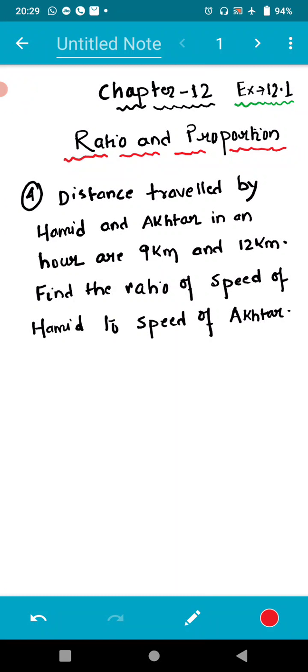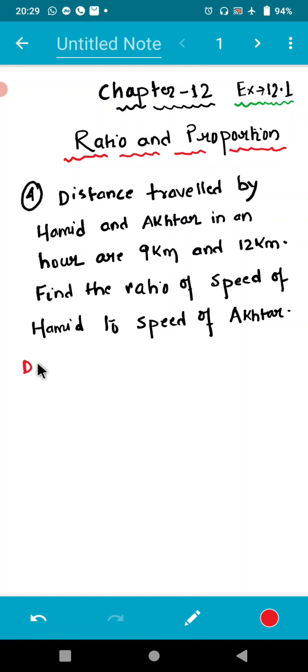So as you see question number 4 I've already written, that is distance travelled by Hamid and Akhtar in an hour are 9 kilometer and 12 kilometer. That is in 1 hour Hamid travels 9 kilometer and distance travelled by Akhtar in 1 hour is 12 kilometers. So before we find out the ratio, we need to write some statements.